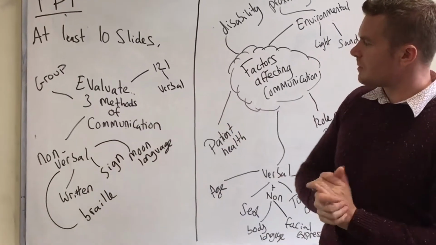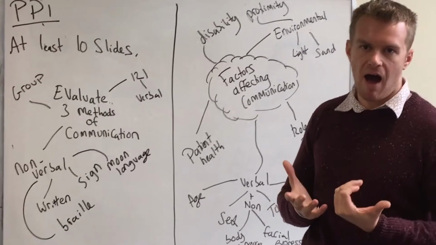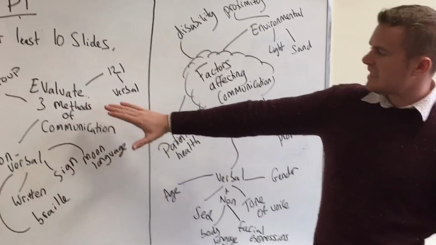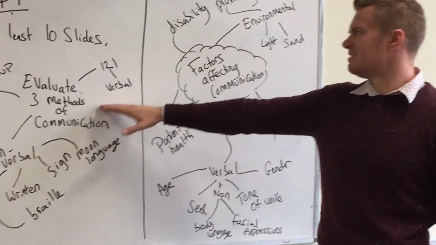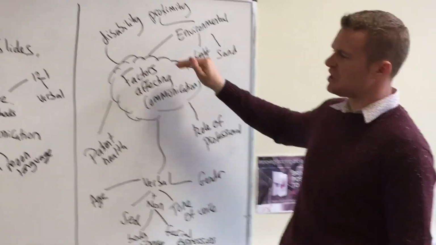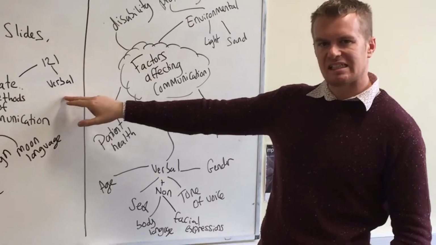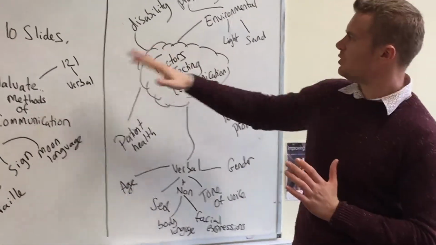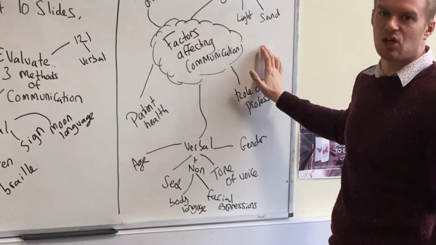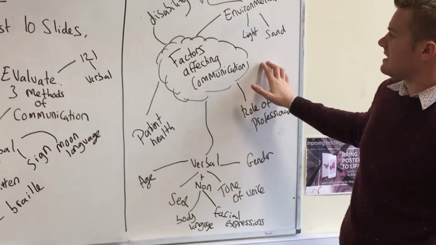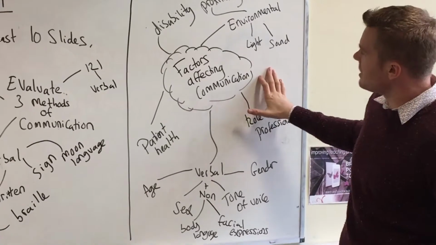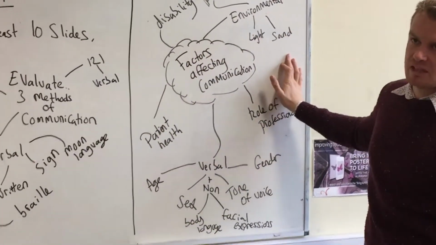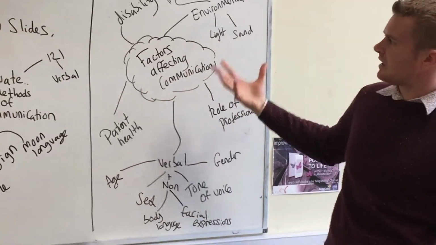There are many, many more, but that's just me thinking about what some are off the top of my head to get you thinking. When you're evaluating a method, it does already link with factors affecting communication, because you're evaluating the strengths and weaknesses. So if you do a very good job of this, you'll hopefully have some of the factors that can affect communication already in. But I've got some here, and these will be in the last 4 or 5 slides of your PowerPoint. You'll be focusing on this.